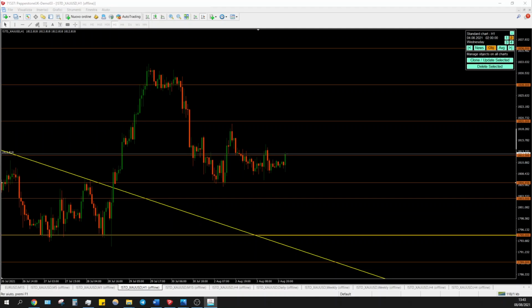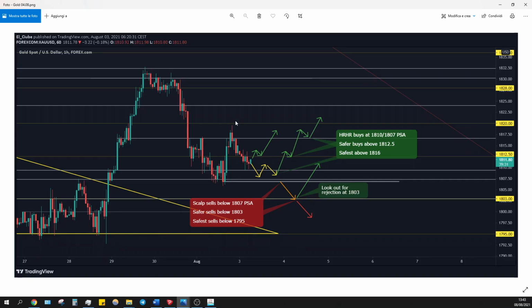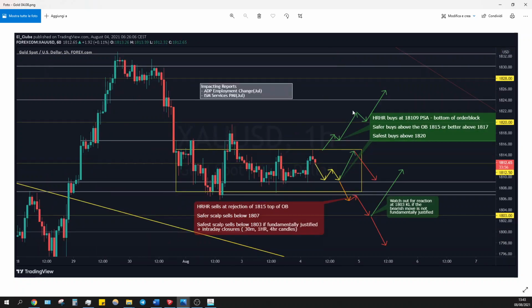Wednesday is our ADP day. ADP, there you go. Wednesday, ADP and ISM service PMI. So we are starting to identify another block, shorter, between 1815 and 1809, sort of, where are the previous lows, the intraday closures. So we want to take advantage of buys when we have the bounce at the previous lows, when you see price not being able to break below. As you can see, this is the safer place to take buys.